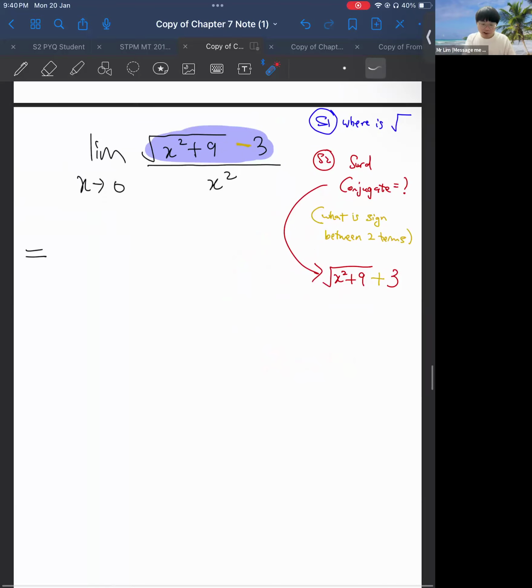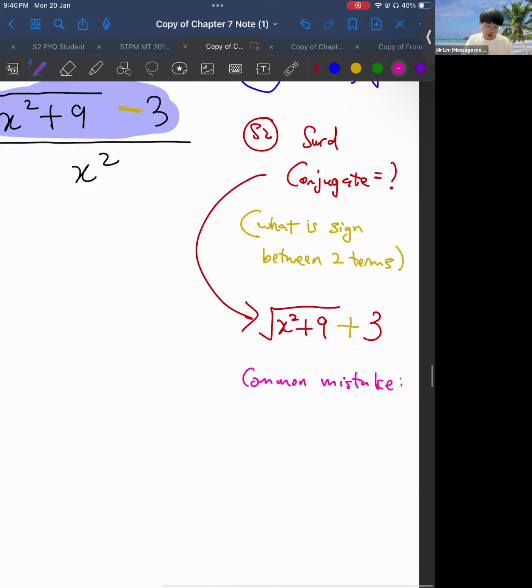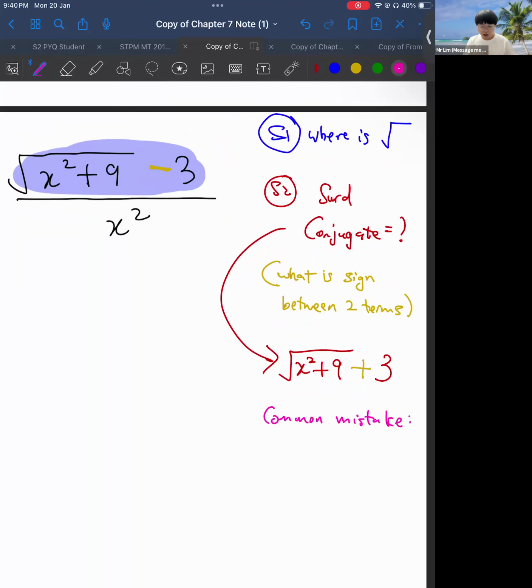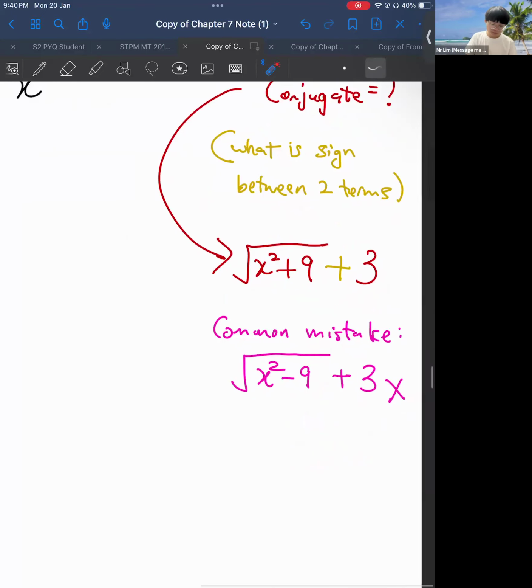Okay, now one common mistake that some of your seniors will do, is you also tukar the sign under the square root. So some of you say, okay, the conjugate is this one. But this is wrong. Why? You only tukar the sign that is outside the square root. Inside the square root, jangan tukar dia punya sign. X square plus 9 remains as x square plus 9. Don't change to x square minus 9 lah. This is wrong. Boleh ah? Outside square root only.